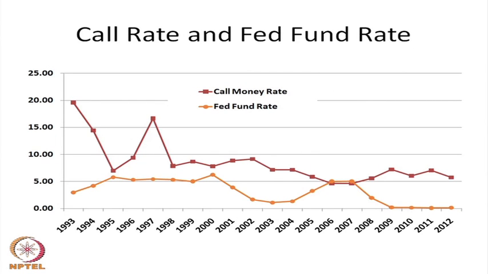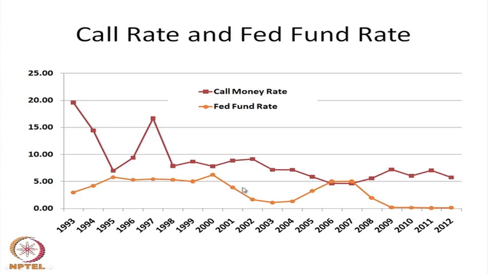Similarly, if you see the call rate and Fed fund rate, if they move in the same direction, the arbitrage opportunity may be less over the years. If you see 1993 to 94, the rate differential is quite high. After that they are moving in tandem with each other. Call money rate and Fed fund rate: this red line indicates the call money rate and the light pink line indicates the Fed fund rate. These are also moving in tandem.